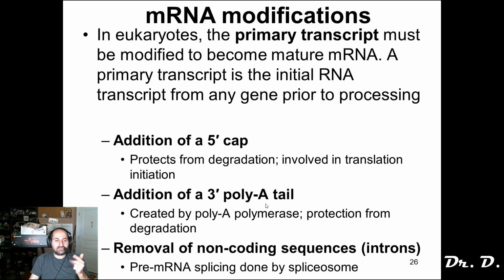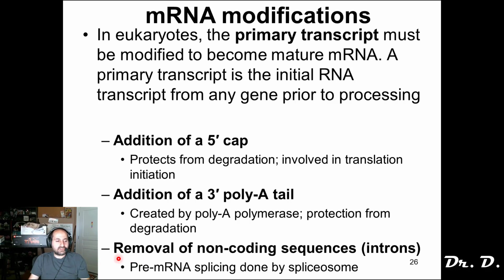You know how you have A's, G's, C's, and T's? Well, you've got to have a bunch of A's, a bunch of adenines, added to the 3' end. Why? Because this protects the mRNA from degradation. What you need to understand is mRNA is susceptible to degradation. It's very susceptible to breaking down spontaneously, right?